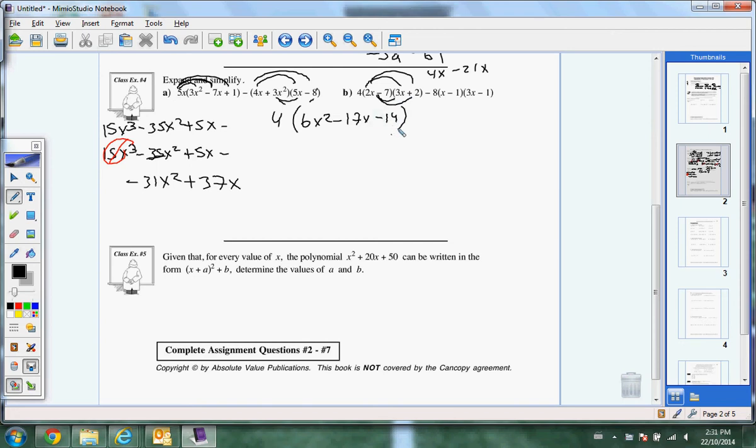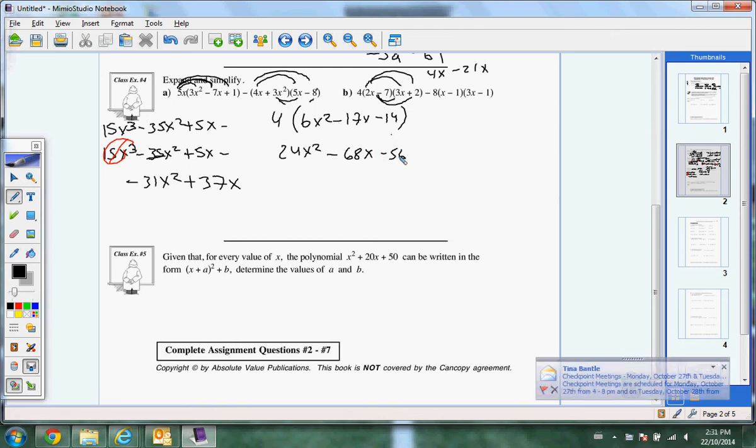Is everybody okay with that so far? Okay, now I'm going to go multiply the 4 through. 24x squared. That's going to be 4 times negative 17, which is negative 68. And then 4 times negative 14 is negative 56. So the left side is all the way done and nice. Okay, so let's do the right side now.